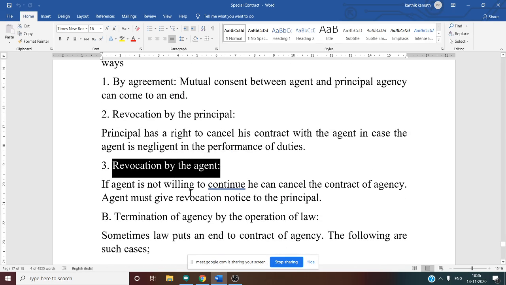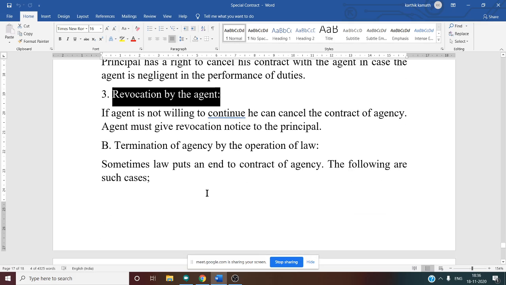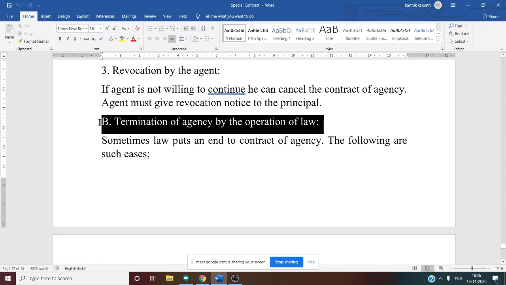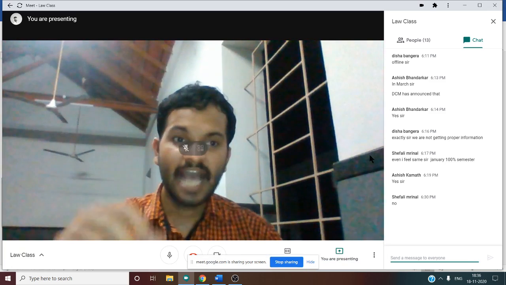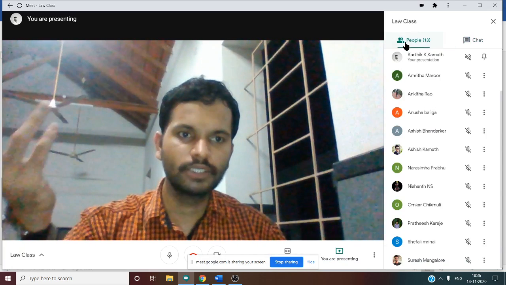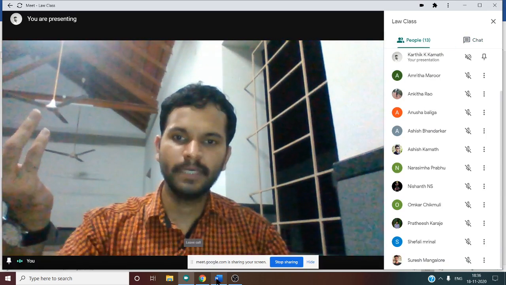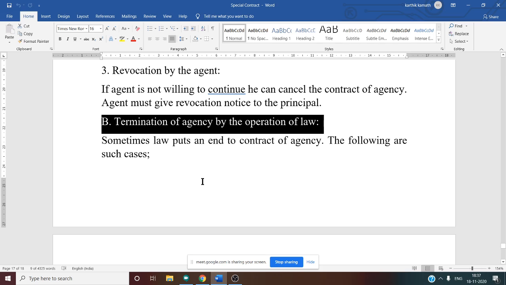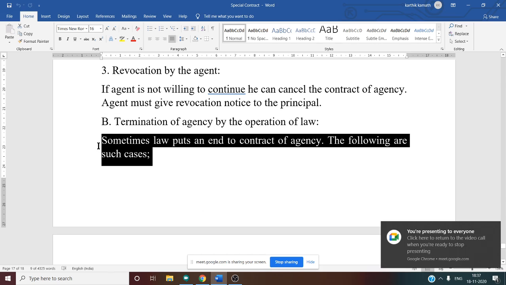Third one is revocation by agent cancelling the contract. Now the second one, termination of agency by the operation of law. Here operation of law means as per the court's order, or as per the acts specified in the Indian Contract Act. So now let us see. Sometimes law puts an end to a contract of agency.